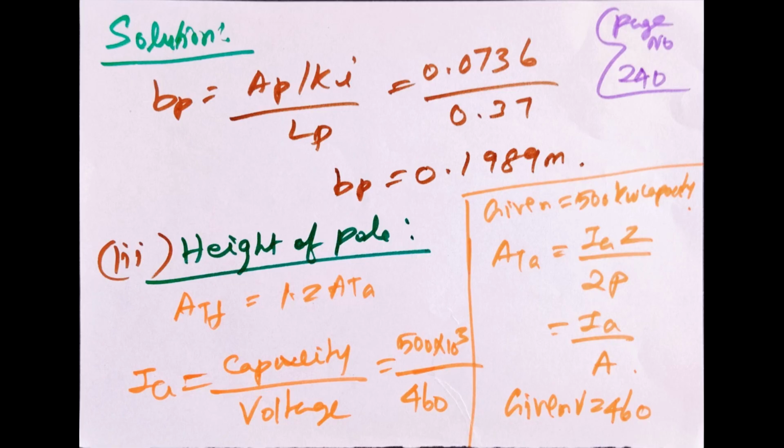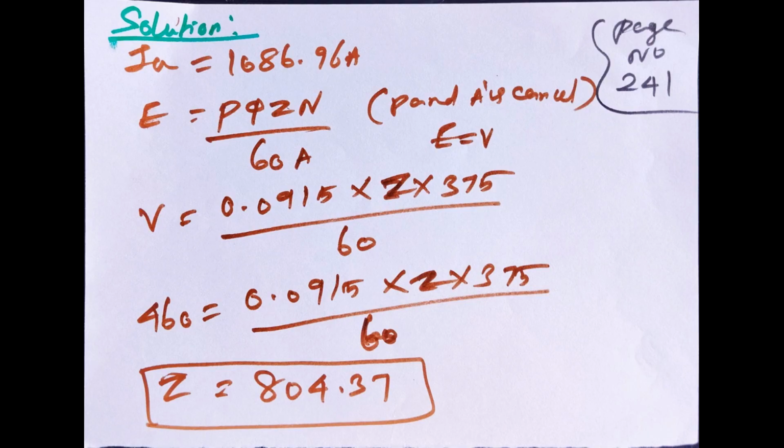Third, height of pole. ATf is equal to 1.2 ATa. Given capacity is equal to 500 kilowatts. ATa is equal to Ia divided by 2P, with Ia divided by A. Given V is equal to 460. Ia is equal to capacity divided by voltage, which is 500 into 10 power 3 divided by 460. Solution: Ia is equal to 1086.96 ampere.